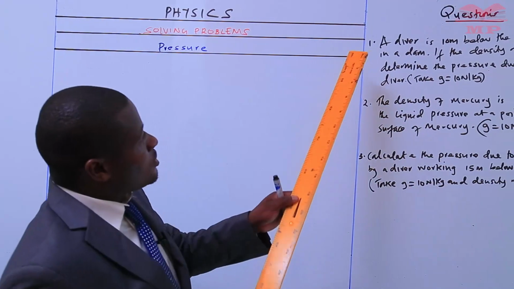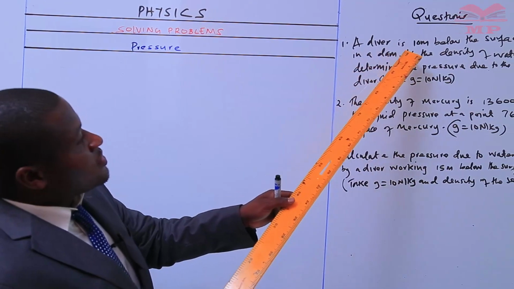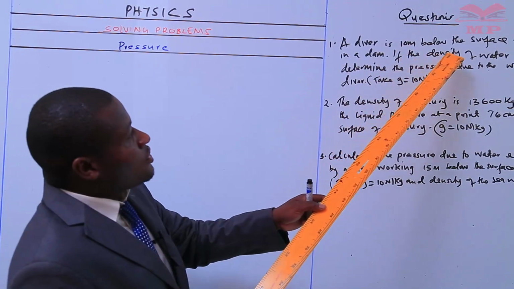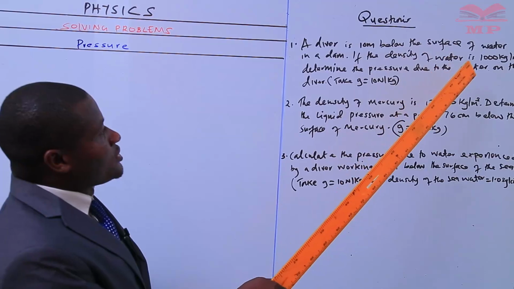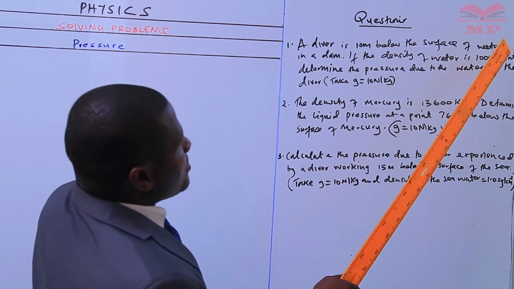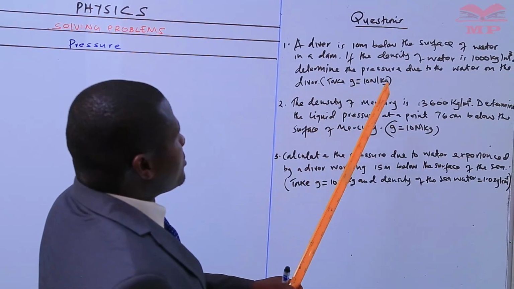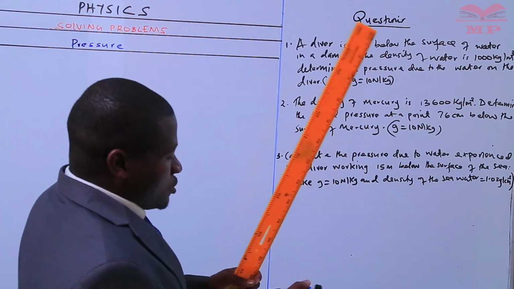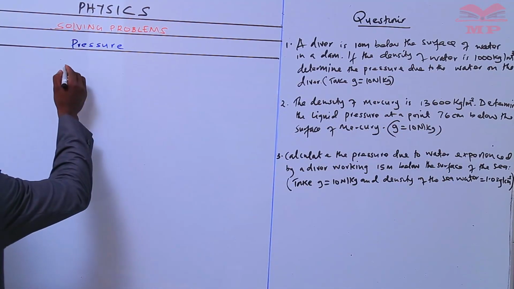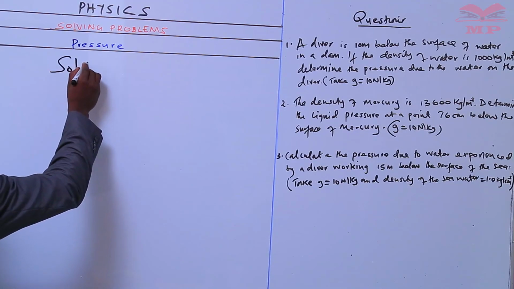The first question: a diver is 10 meters below the surface of water in a dam. If the density of water is 1000 kilograms per meter cubed, determine the pressure due to the water on the diver. So, solution.